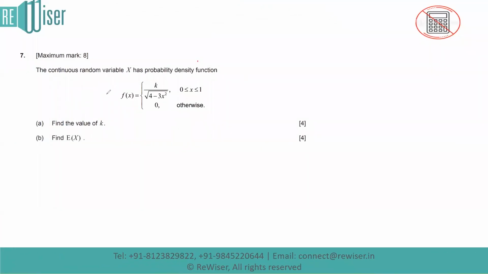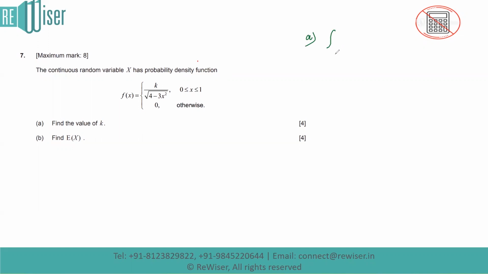We are talking about the continuous random variable x with a probability density function, something like this. We need to find the value of k. In order to find k, the first basic thing we should be aware of is that whenever we have a probability density function, the area under it for all possible x has to be equal to 1.